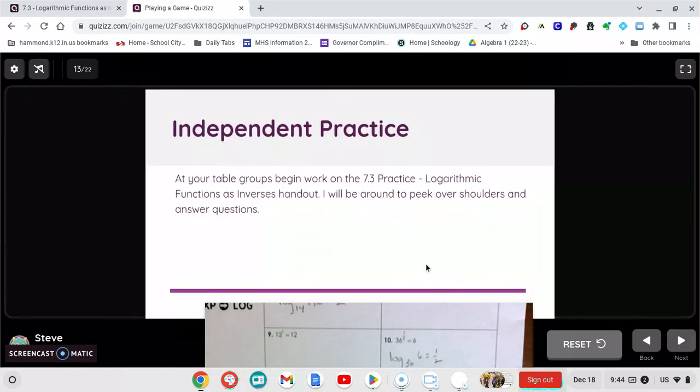So we did some practice together. Now I'd like you to sit in your table groups and begin work on the 7.3 practice handout, logarithmic functions as inverses. I'll be making my way around the room, peeking over shoulders, answering questions, and probably sitting with a group or two of you.